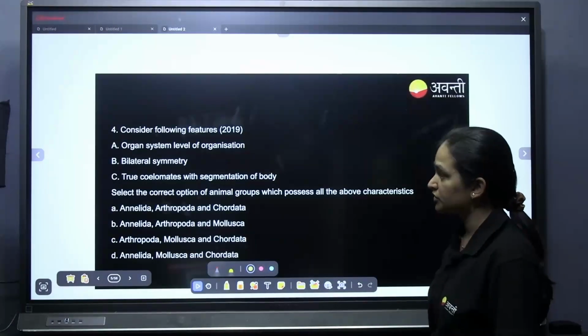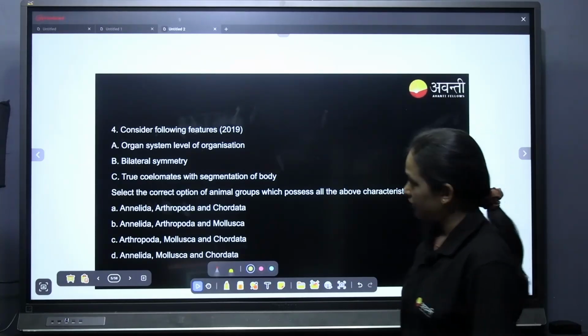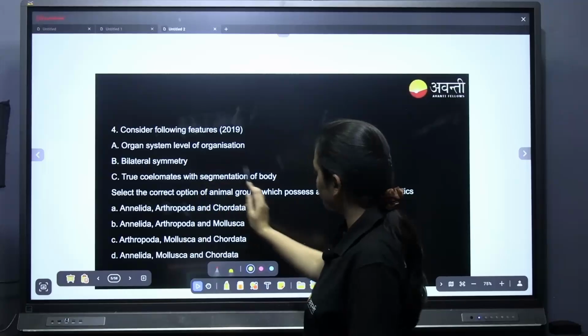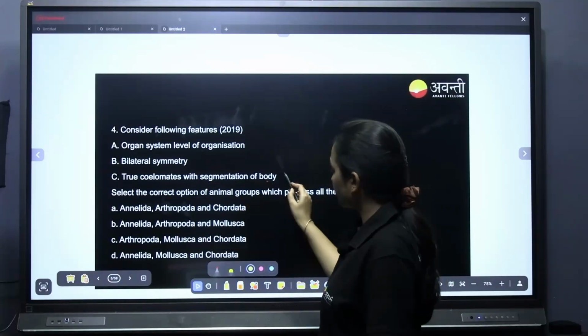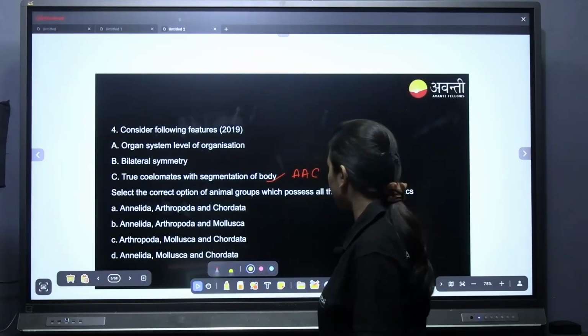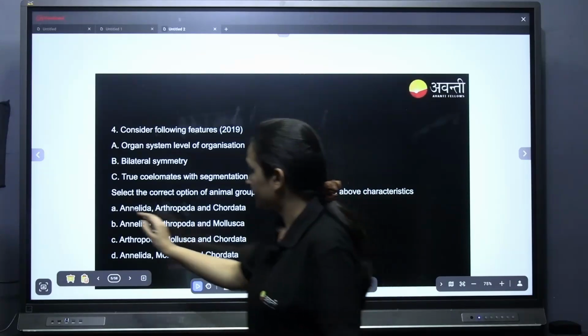Consider the following features. Organ system level of organization, bilateral symmetry, true coelomates with segmented body. What is the answer to this? The segmentation of the body is only found in annelids, arthropods and chordates. So this becomes A as the answer.